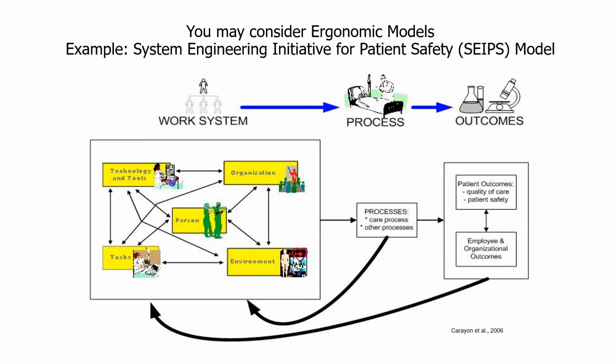When you have more responsibility in the field of ergonomics, occupational ergonomics, you may use different models. For example, this model is a model for a healthcare system, and you can see that in this model we have a work system, the process, and outcomes. I go a little bit through different parts of this model. This model is called Systems Engineering Initiative for Patient Safety, or SEIPS, and it's very common in many healthcare or hospitals, workplaces.